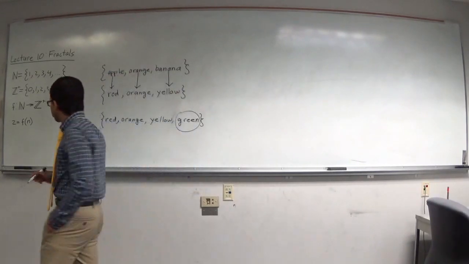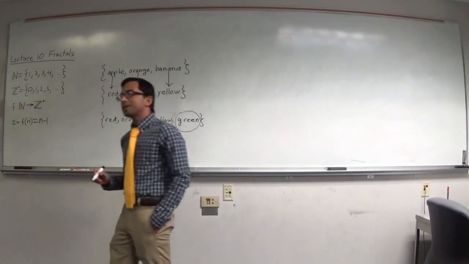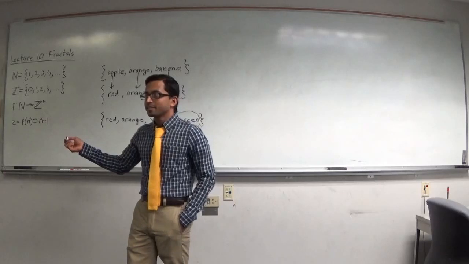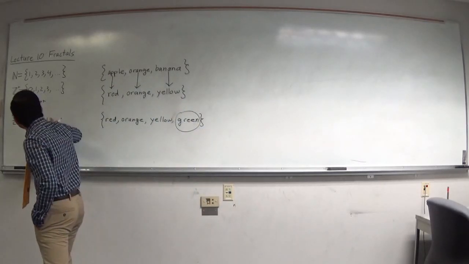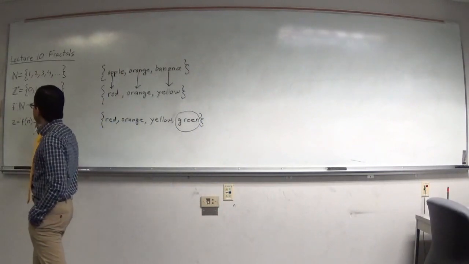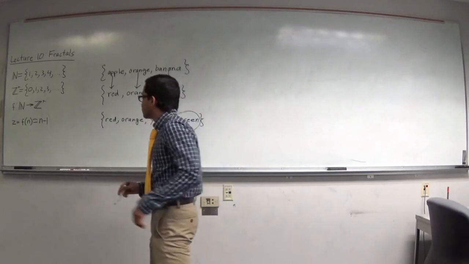N minus 1. So this equals n minus 1. We know that n minus 1 is 1 to 1, right? It's actually 1 to 1 and onto. So n minus 1 is 1 to 1 for these two sets. So we have a 1 to 1 correspondence. So there we found a 1 to 1 correspondence.